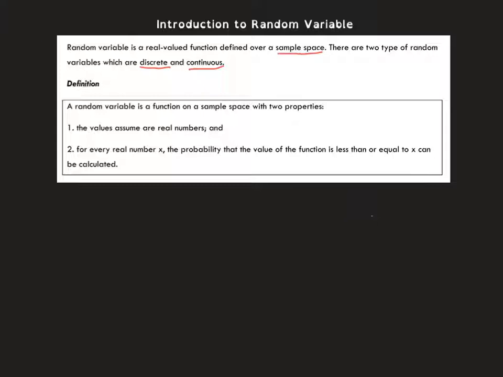Basically, a random variable is a function on a sample space with two properties. The first one is the values are assumed to be real numbers. So it should be numbers. And then for every real number x, the probability of the value of the function being less than or equal to x can be calculated. So that's the rule.